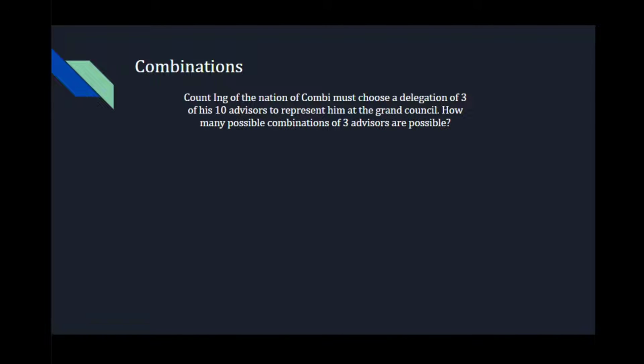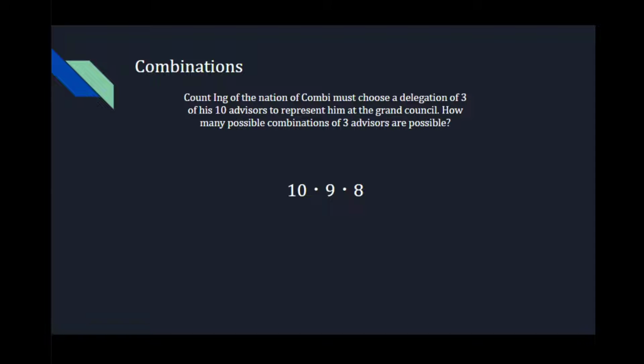Count Ing of the nation of Combi must choose a delegation of 3 of his 10 advisors to represent him at the Grand Council. How many possible combinations of 3 advisors are possible? Let's start with our permutations idea and put down 10 factorial over 7 factorial. Because there are 10 options for the first advisor, 9 for the second, and 8 for the third, right? So we have that. We're not done yet, though.